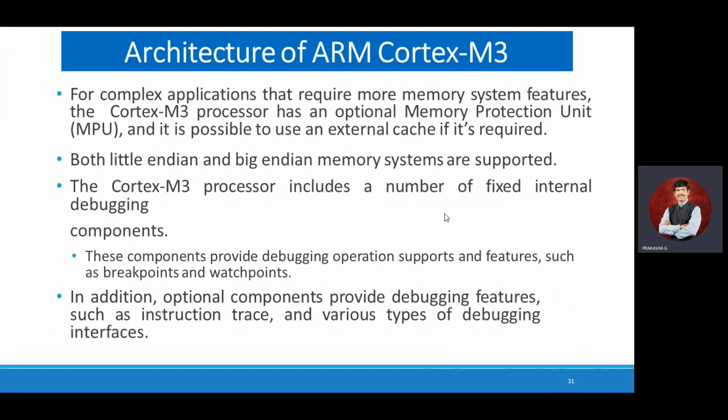For complex applications that require more memory system features, the Cortex M3 processor has an optional memory protection unit, MPU, and it is possible to use an external cache if required. Cache is a tightly coupled memory where it can be executed fast. That's why we are going to use the cache, and the size of the cache is very, very small compared to your main memory. Main memory will be in GB, your cache memory is in KB. Okay, both little endian and big endian memory systems are supported. I think you have come across what little endian and big endian mean.